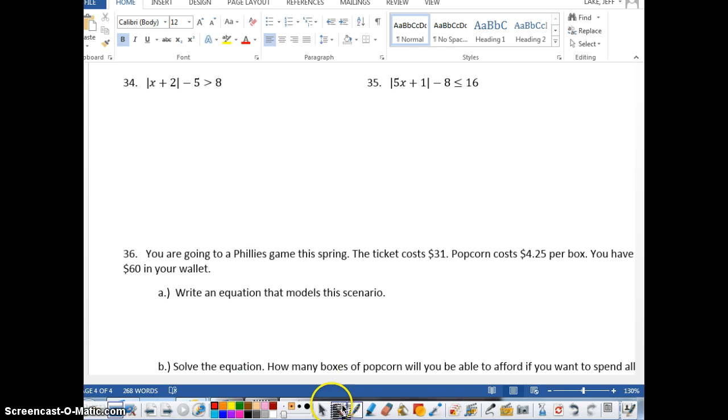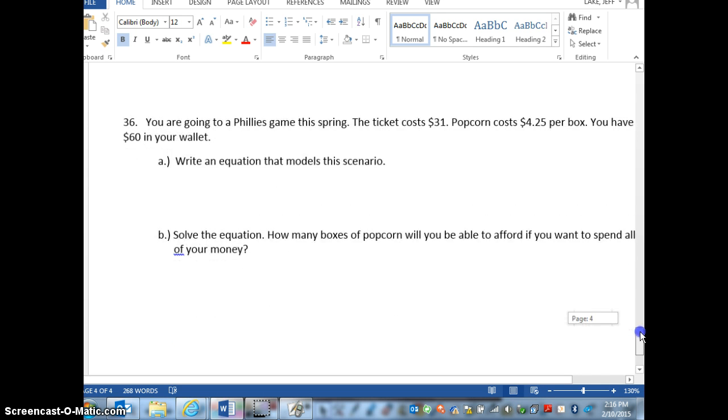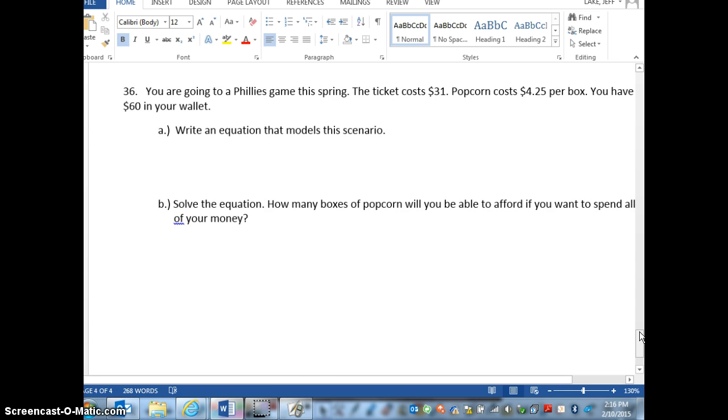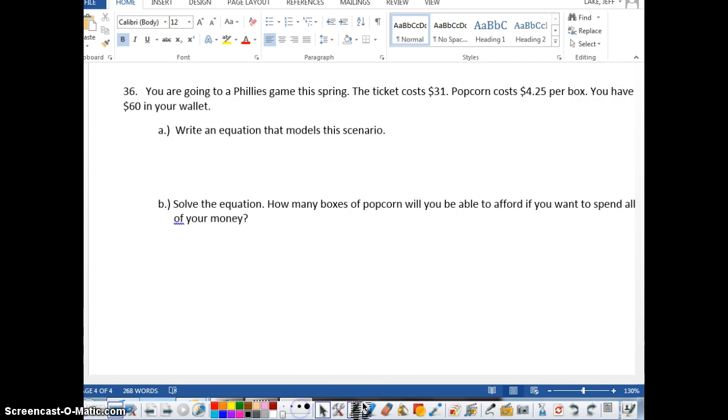All right, last problem here we have number 36. This is a word problem. All right, you're going to a Phillies game this spring. Tickets cost $31. Popcorn is $4.25 per box. You have $60 in your wallet. And it's going to ask us here now to write an inequality, or write an equation that models this scenario. Okay, and to solve the equation, how many boxes of popcorn will you be able to afford if you want to spend all of your money?